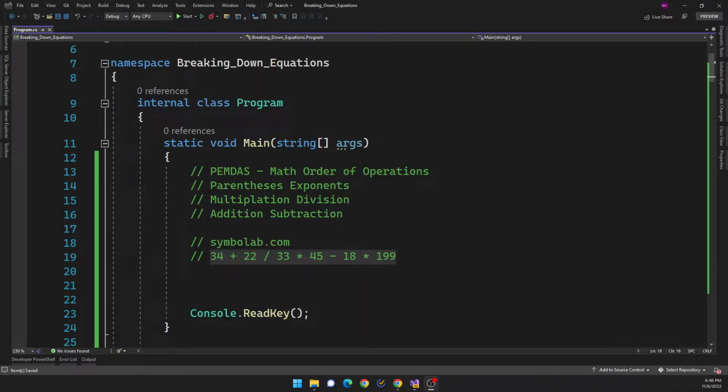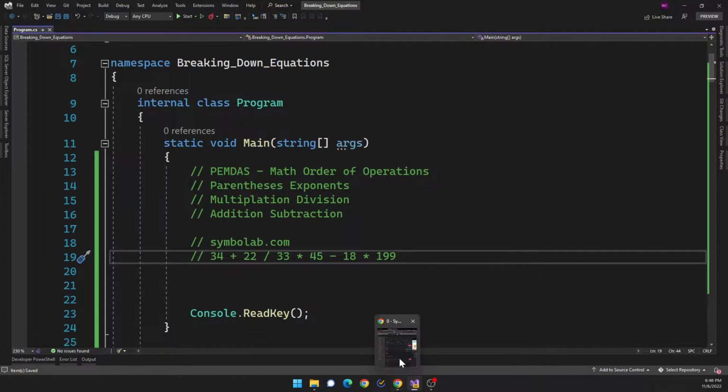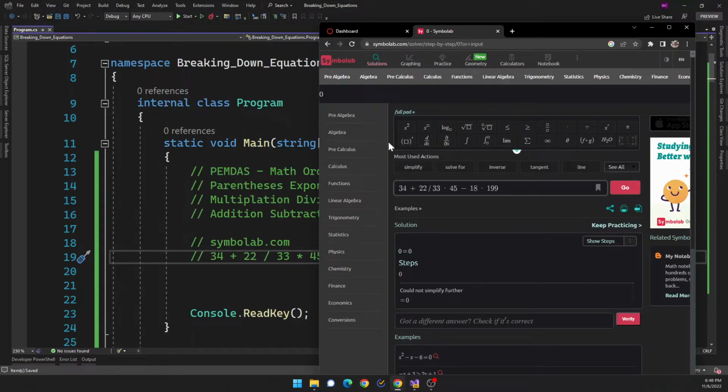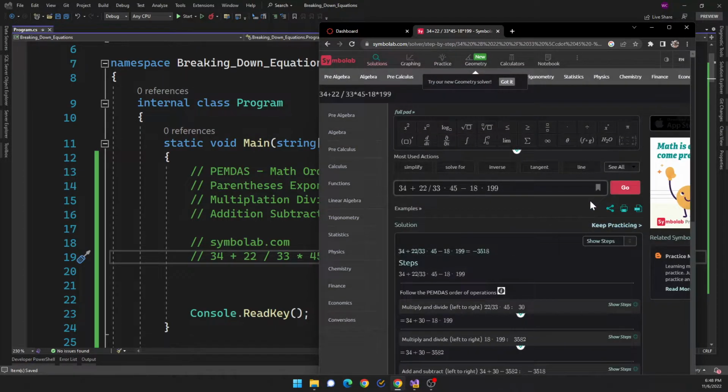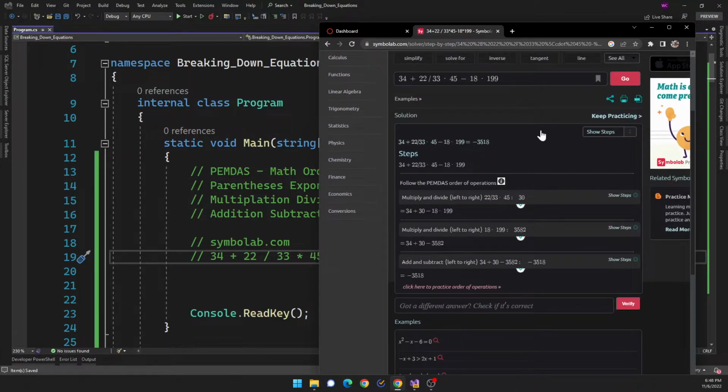In this video, I'm going to do a quick breakdown of how to convert an equation into code. I'm starting off with this equation that I came up with off the top of my head: 34 plus 22 divided by 33 times 45 minus 18 times 199. And I double checked this using Symbolab so that I know the result I'm looking for in the end: negative 3,518.